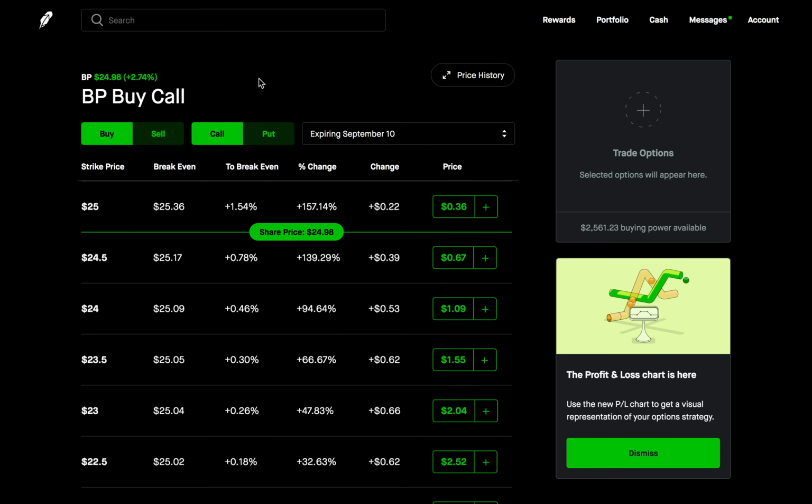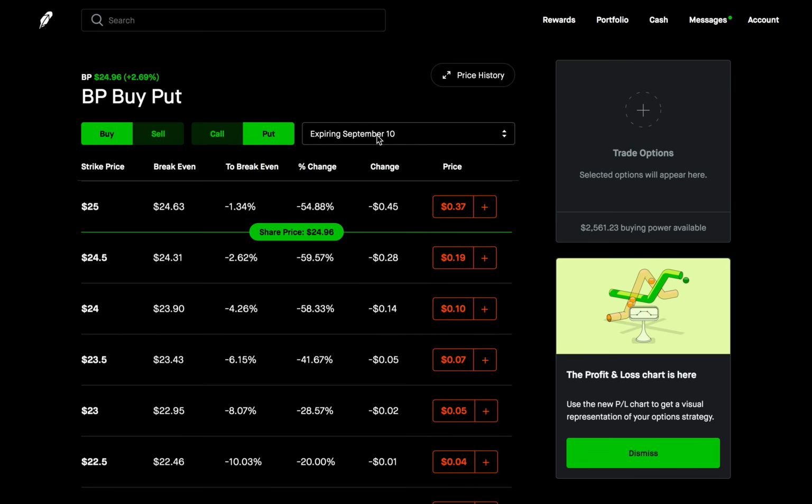Now, this is going to involve puts. So I'm going to switch over to puts here. Okay, so I've chosen my expiration date. I've chosen puts because this is going to involve puts. And the first thing that you want to do here is determine what price you believe this stock will drop to and be at on the expiration date.